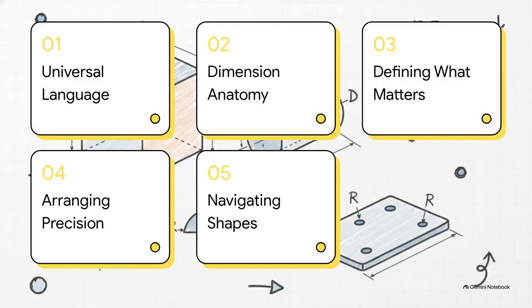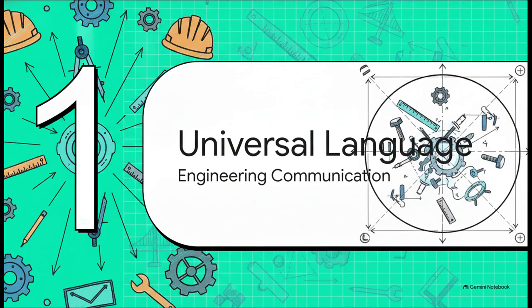To get a handle on this, we're going to cover a few key areas: the universal engineering language, anatomy of a dimension, defining what truly matters, arranging for precision, and finally, navigating special shapes. Let's kick things off with Section 1, the universal engineering language.